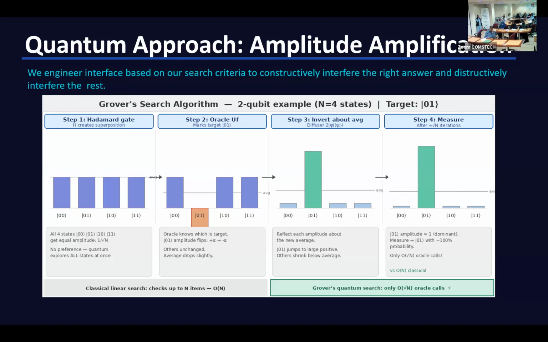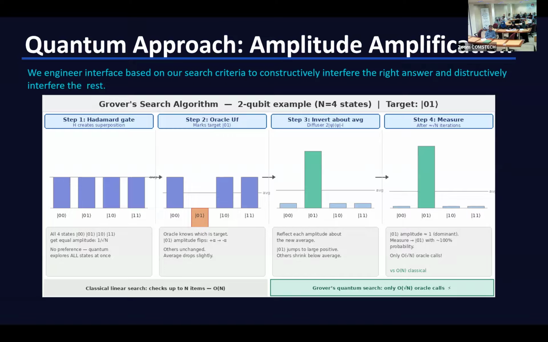Like we have the 0,0 state, as you can see over here, the 0,1 state, the 1,0 state, and the 1,1 state. So we have 4 states. What we are going to do is start with a superposition, meaning equal probability of all the 4 states. Classically, we were opening each box and checking, but quantum mechanically, we have a superposition of all the 4 states at the start.